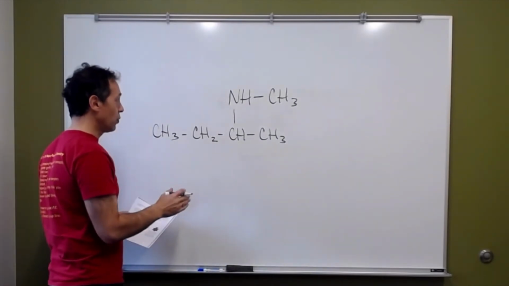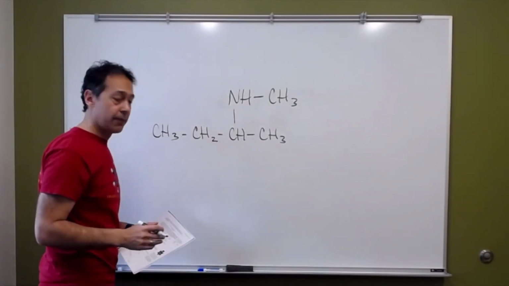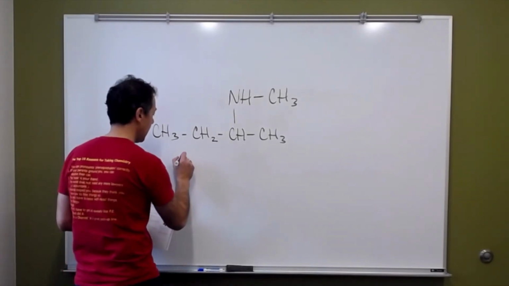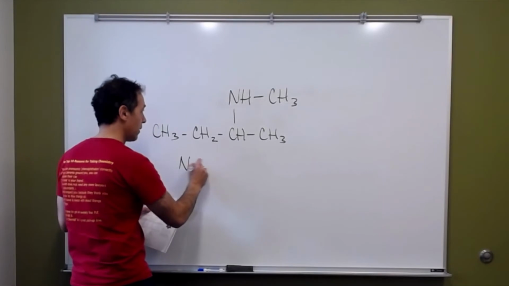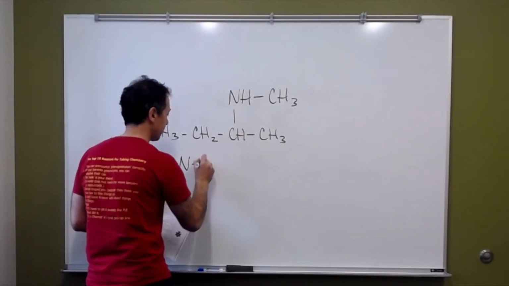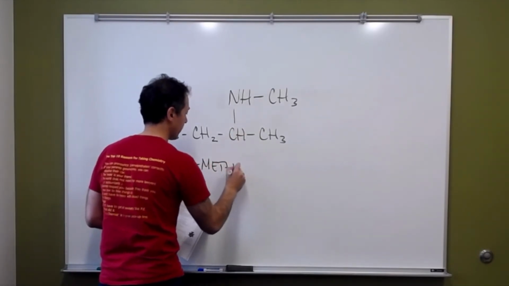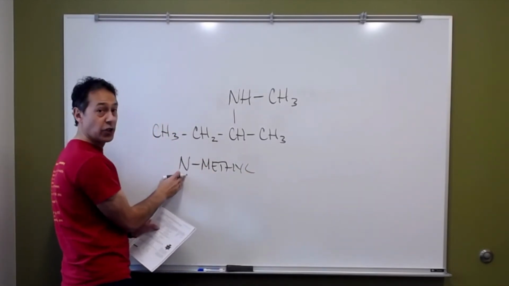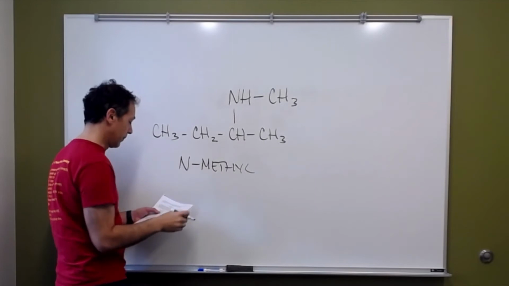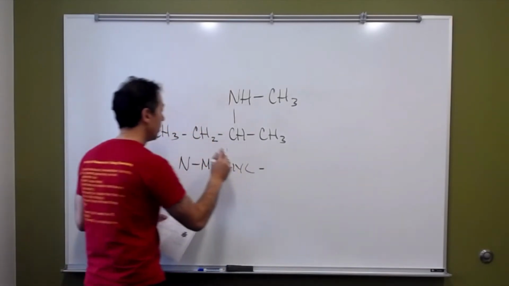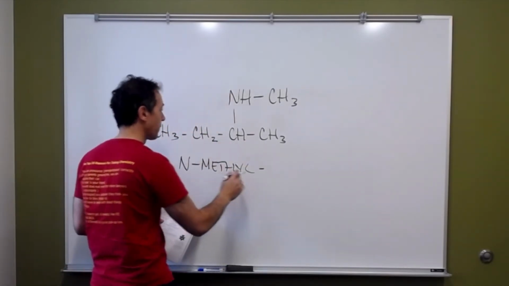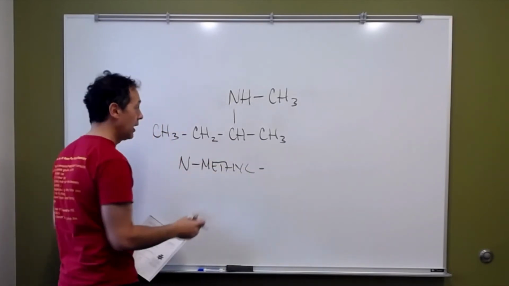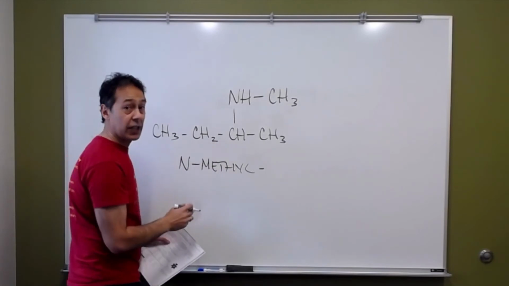So I've got 2 substituents coming off of that nitrogen atom there. To show what's coming off of the nitrogen atom, we'll use the letter N. So we're going to say N-methyl. And that's saying that the methyl group is attached to the nitrogen atom. And then this long chain here is 1, 2, 3, 4. So that's butane.